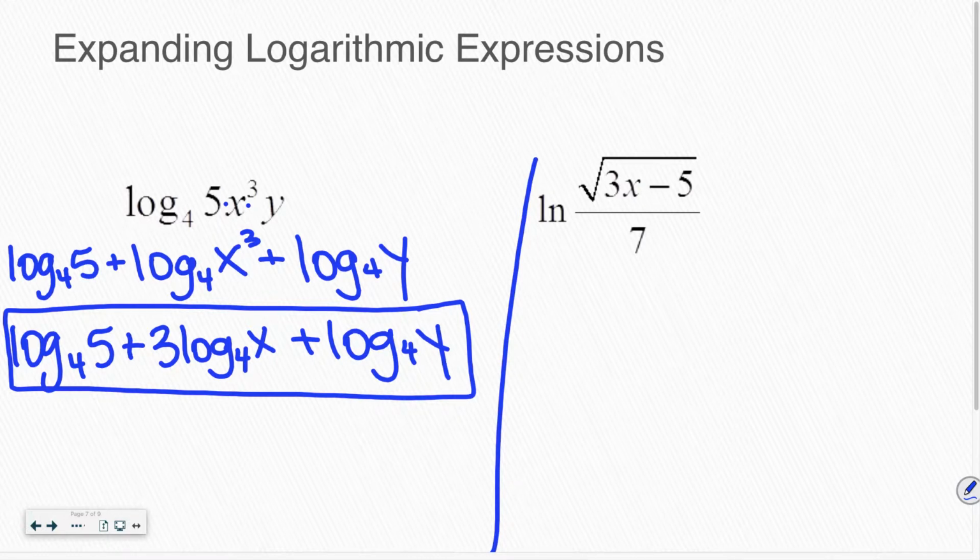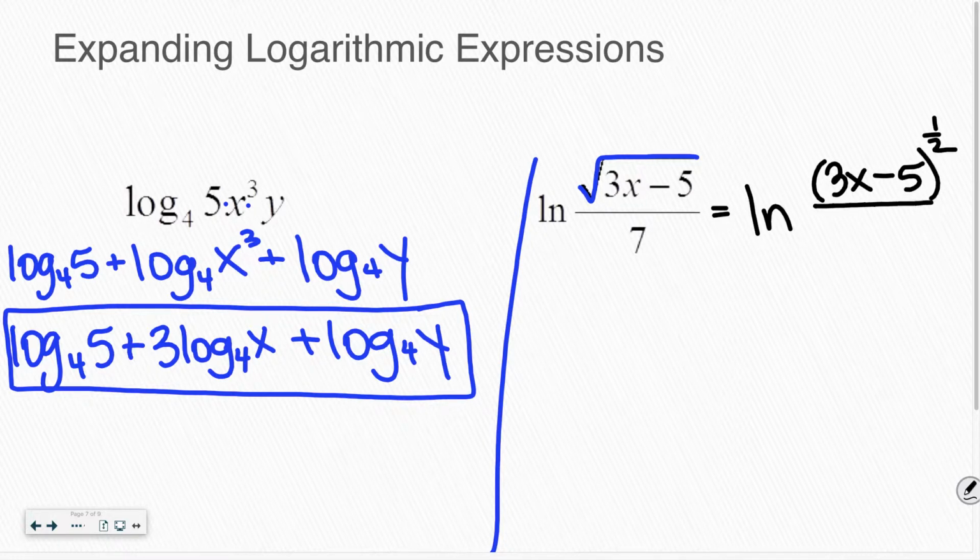Okay? Over here, this square root. How could we write a square root? It is the 1/2 power. So I want you to think of this as the natural log of 3x minus 5 to the 1/2 power over 7. Now we can apply our properties because we have a power instead of the square root. If you see any sort of radical, you need to rewrite it as a power.